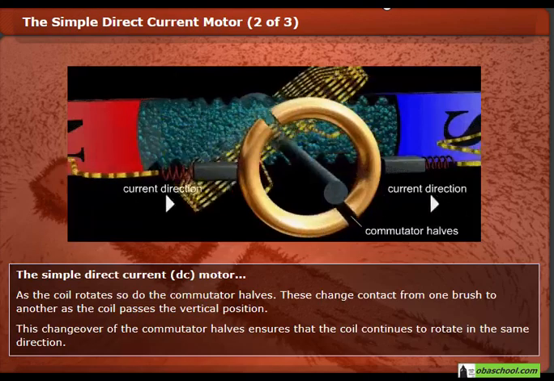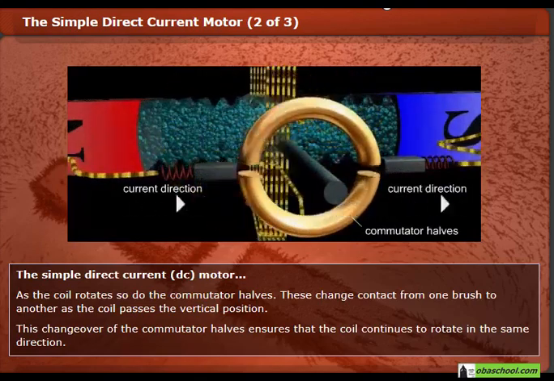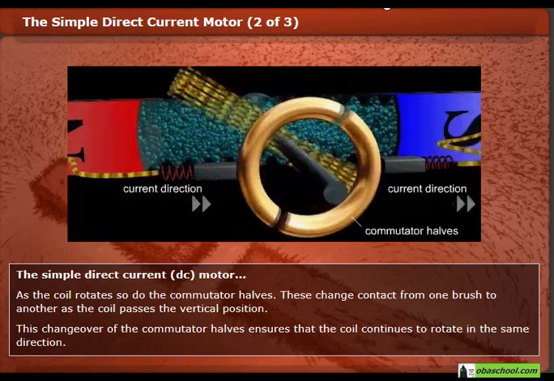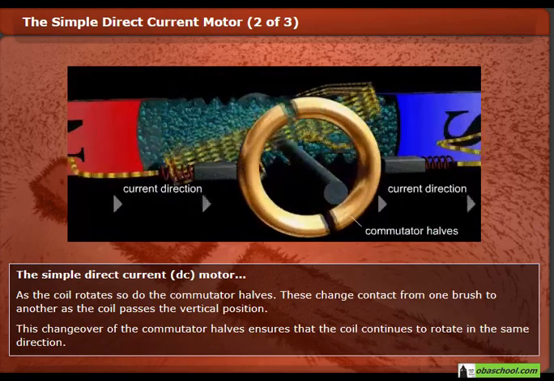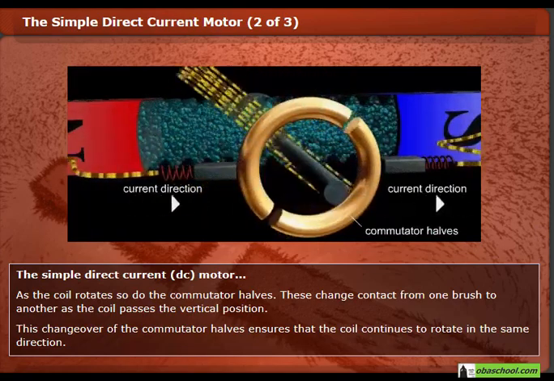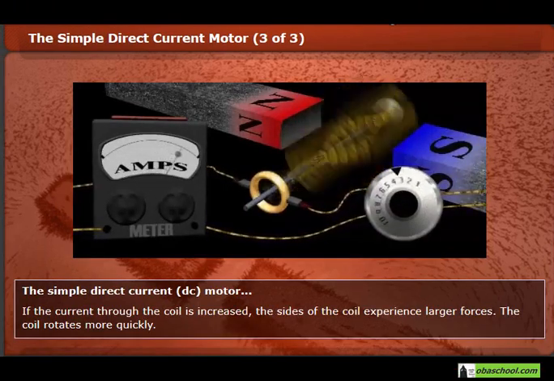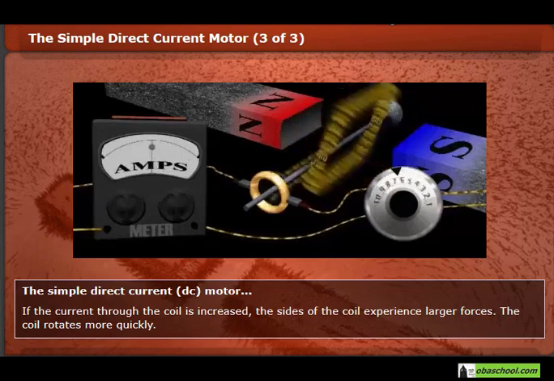As the coil rotates, so do the commutator halves. These change contact from one brush to another as the coil passes the vertical position. This changeover of the commutator halves ensures that the coil continues to rotate in the same direction. If the current through the coil is increased, the sides of the coil experience larger forces. The coil rotates more quickly.